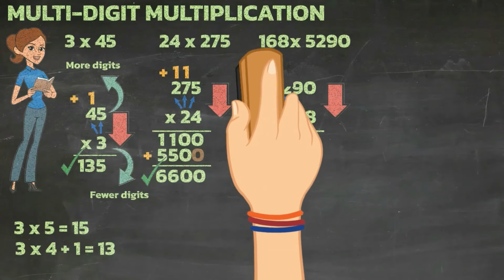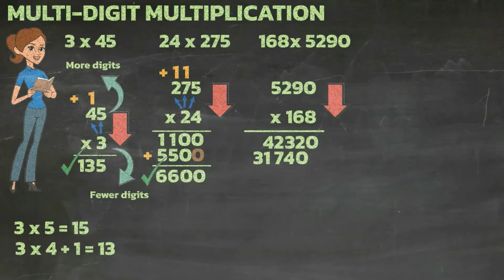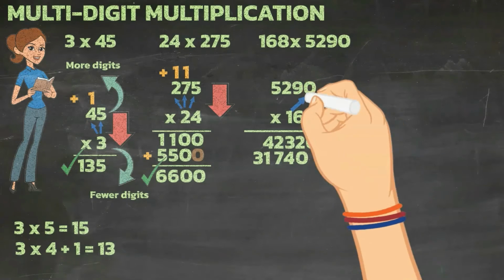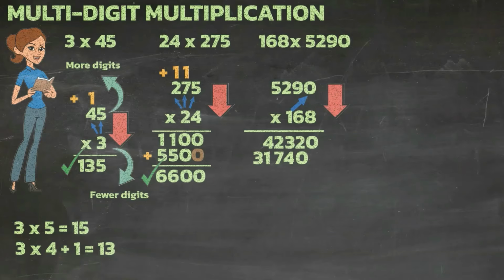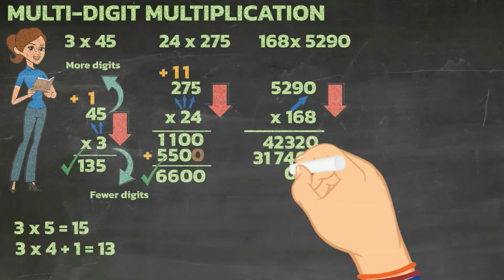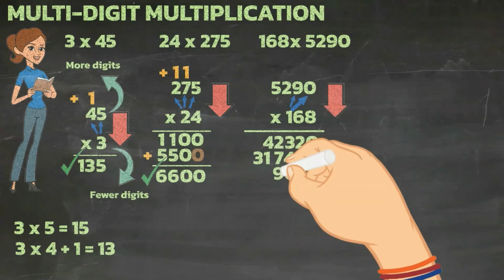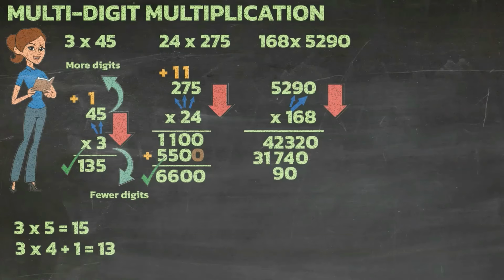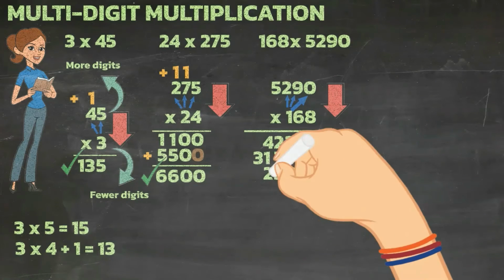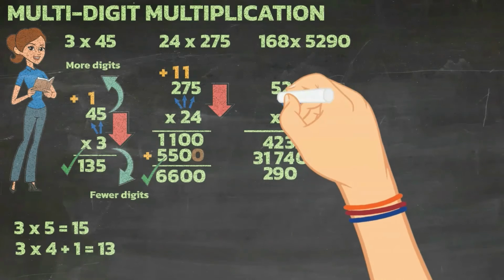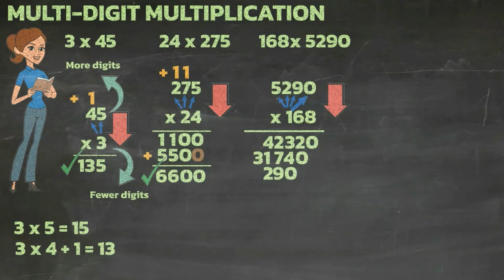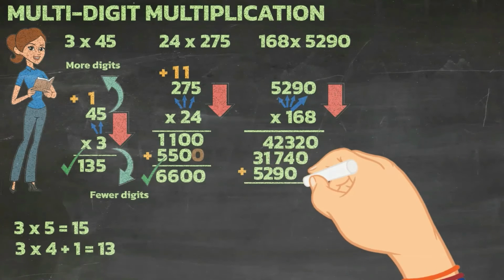Bring down 31. Next. 1 times 0 equals 0. Bring down 0. Next. 1 times 9 equals 9. Next. 1 times 2 equals 2. Next. 1 times 5 equals 5. Next. Let us add the products.